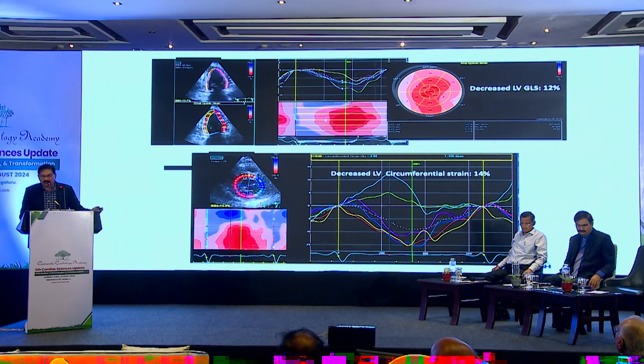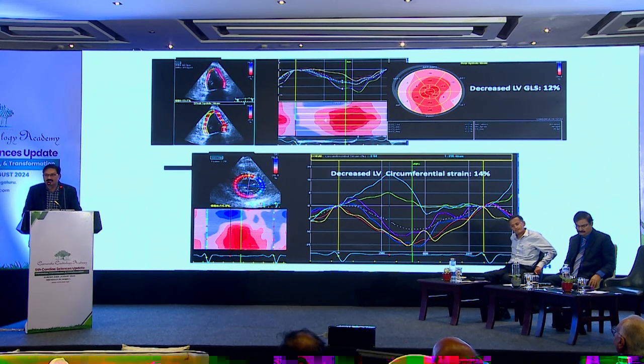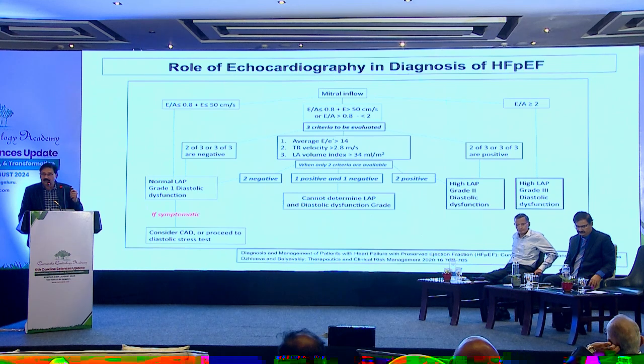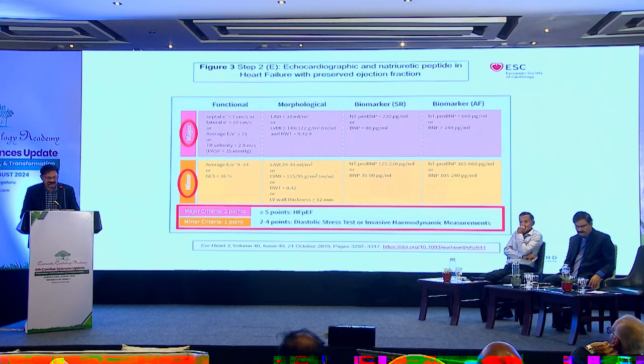This is one of our case studies wherein the longitudinal strain was 12%. So again, this indicates that this patient had heart failure with preserved ejection fraction. So, one snapshot to summarize the entire echo parameters. Accordingly, you can give points to the patient, and based on this, you can come to your assessment whether this patient has heart failure with preserved ejection fraction.